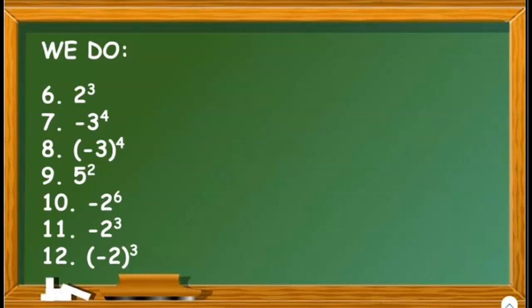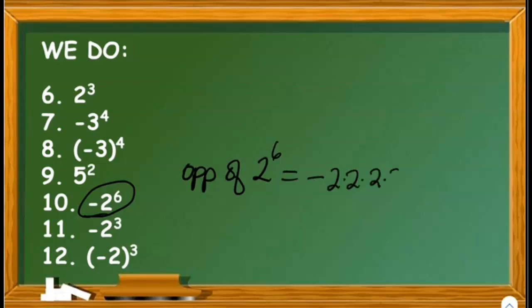Okay, so number 10 again, there's no parentheses. That's a key, no parentheses. So this one again means the opposite of 2 to the 6. So I'm going to have a negative and then 2 times itself 6 times. 1, 2, 3, 4, 5, 6. There we go. Okay, and we did 2 to the 6 up above, so we know it's 64. That's a negative 64, if you remember that from before. Okay, now I'm going to leave that one on there. Go ahead and do the next one real quick.